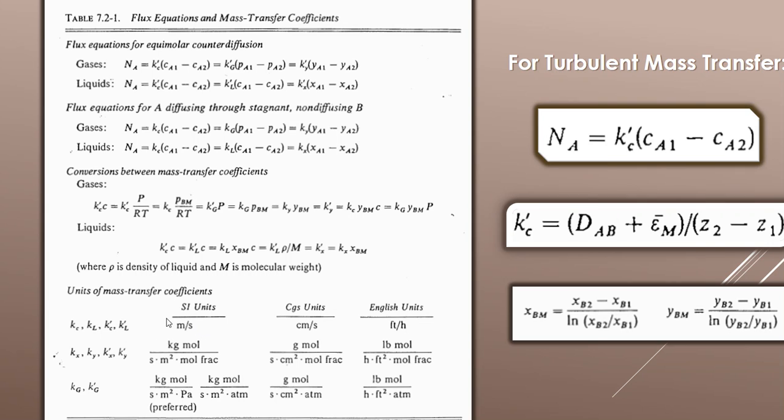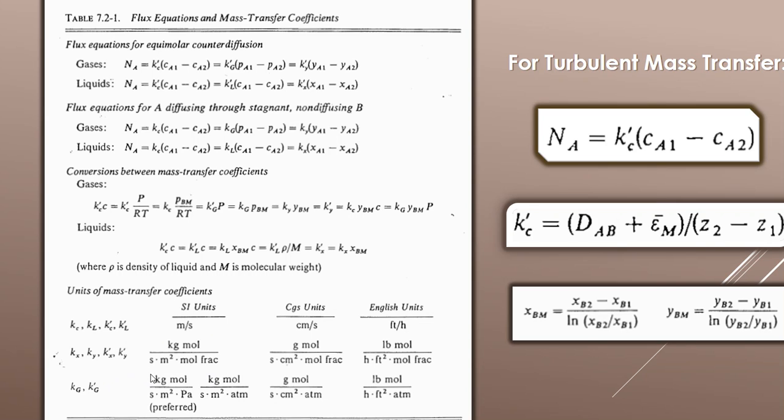Meter per second is your set of units for this one. And for the K sub X, K sub Y, K sub X prime, and K sub Y prime, this will be our units. For K sub G and K sub G prime, this will be our unit. So this is actually the set of preferred units for these different mass transfer coefficients. In our problem later on, you will see that we need to convert from one form of the convective mass transfer coefficient to another. And if you notice, the corresponding set of units, not formula, will be the same.